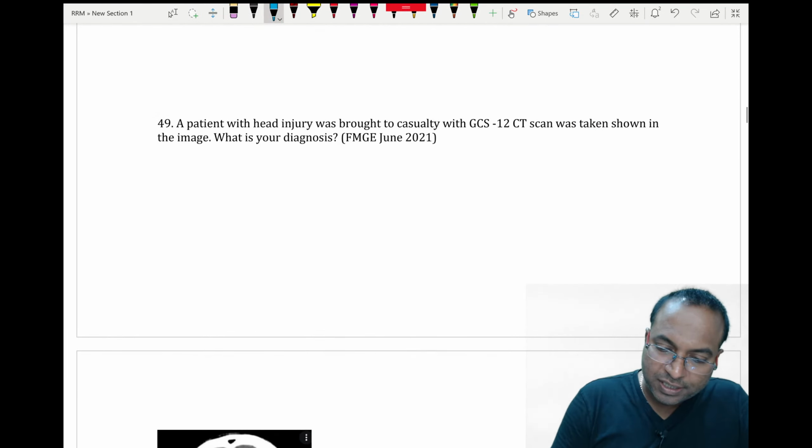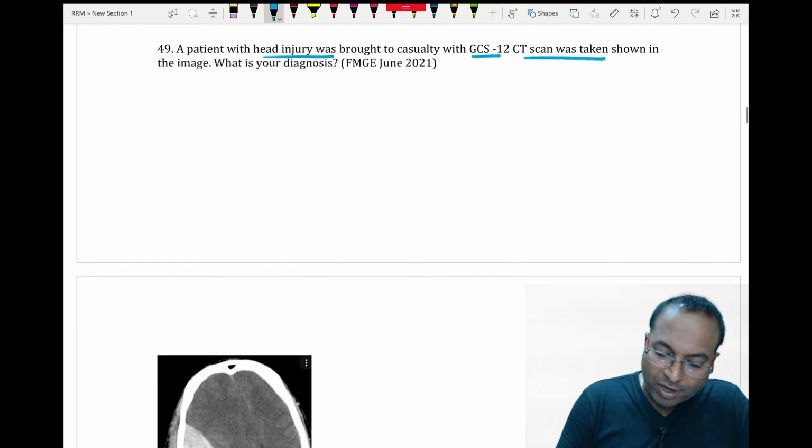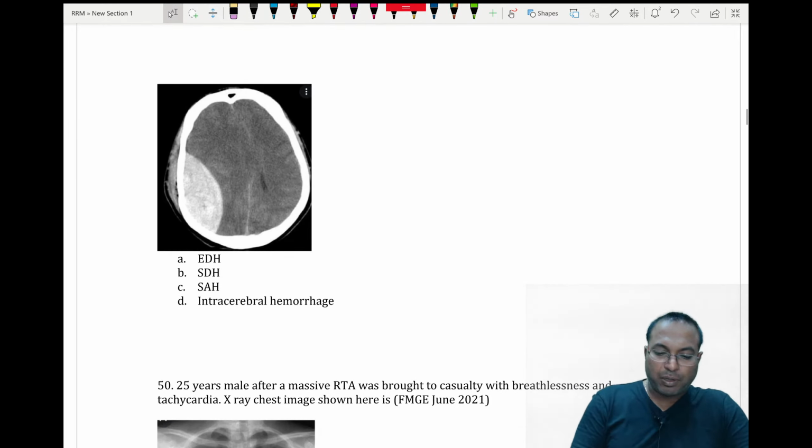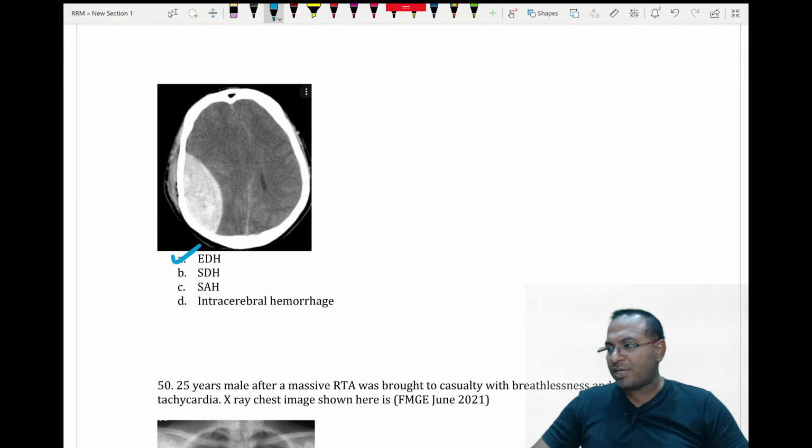See, another question on GCS. A patient with head injury was brought to casualty. GCS 12, CT was taken. What is your diagnosis? Simple question on EDH. See, the questions are very simple.